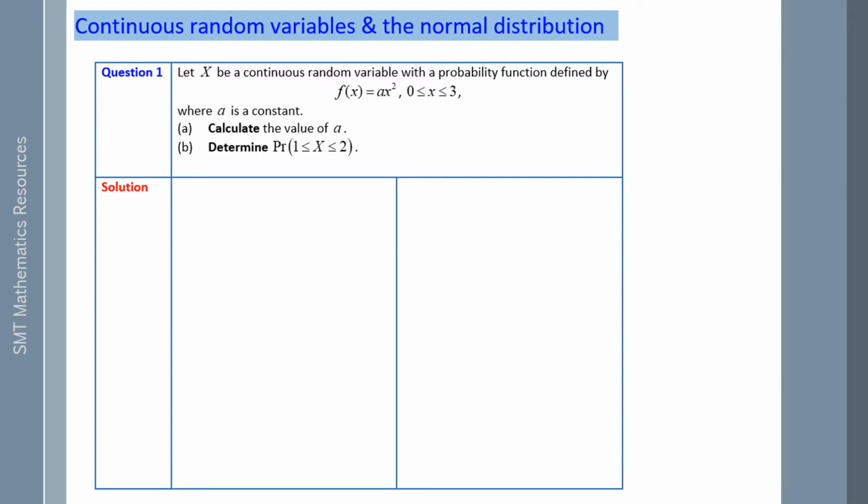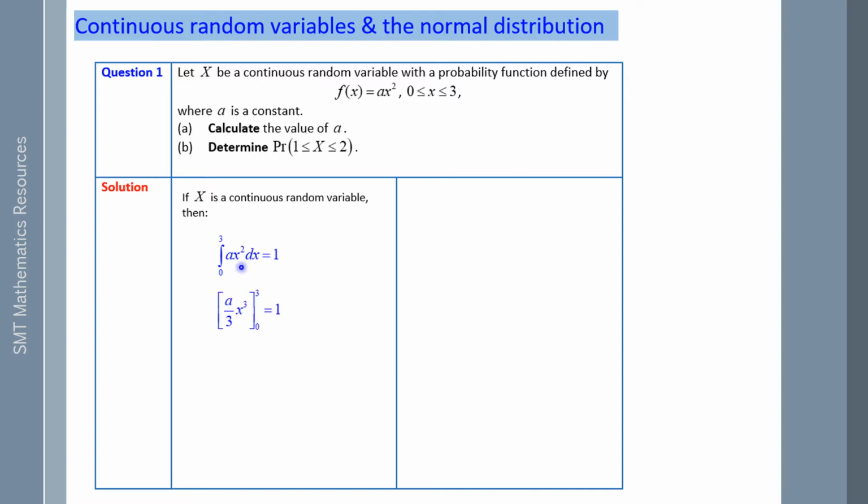Question 1. Let x be a continuous random variable with a probability function given by f(x) equals ax squared, where a is a constant. Calculate the value of a. If x is a continuous random variable, then, being a probability density function, the area under the curve between 0 and 3 must equal 1.